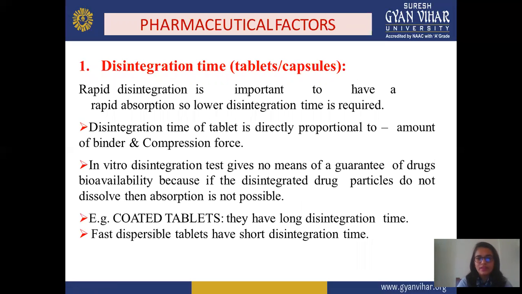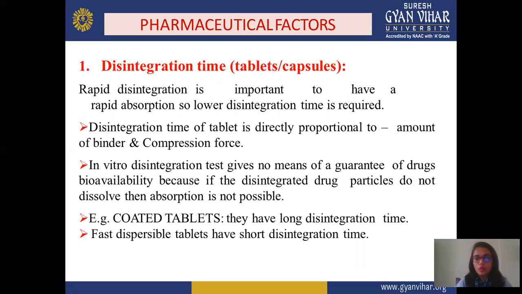Next is pharmaceutical factors. The first one is disintegration time. This is mainly for tablets and capsules, because they are solid dosage forms with larger particle size, and they break and convert into small particles. So disintegration time is mainly calculated for solid dosage forms like tablets or capsules, because in liquid dosage forms it is not possible; a liquid dosage form is already in solution form. In disintegration time, rapid disintegration is important to have rapid absorption, so no longer disintegration time is required.